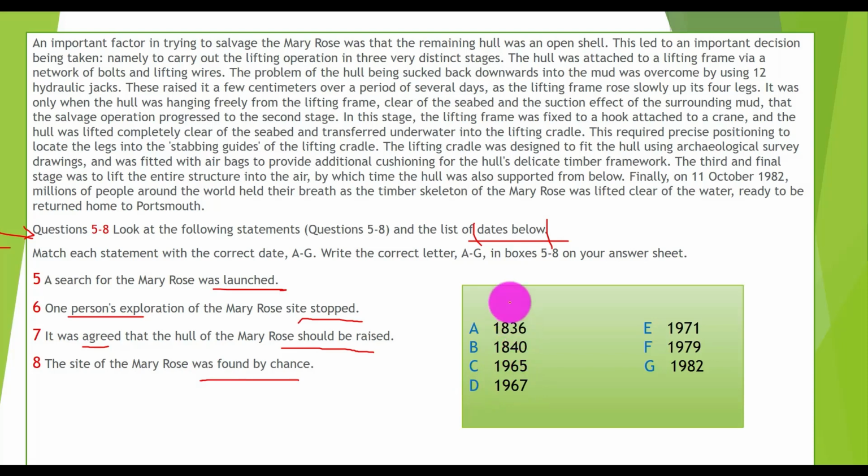Okay, we have some dates here in the box. 1836, 1840, 1965, 1967, 1971, 1979, 1982. And as you see, these dates are in order, and it's wise to look for them from 1836 to 1982 and answer our questions. Now, let's look for 1836. Okay.